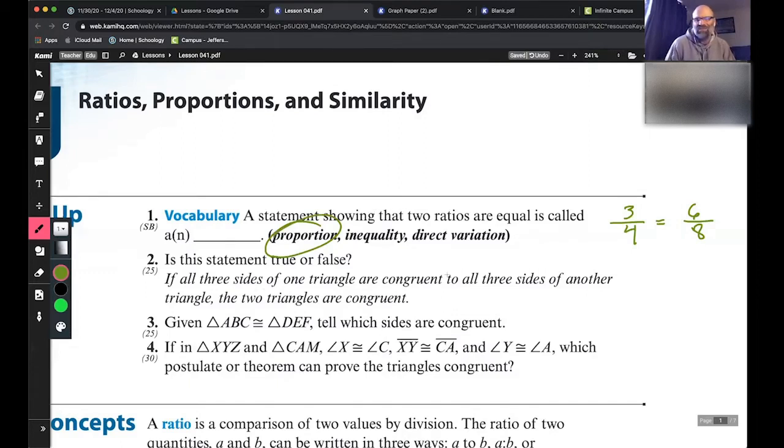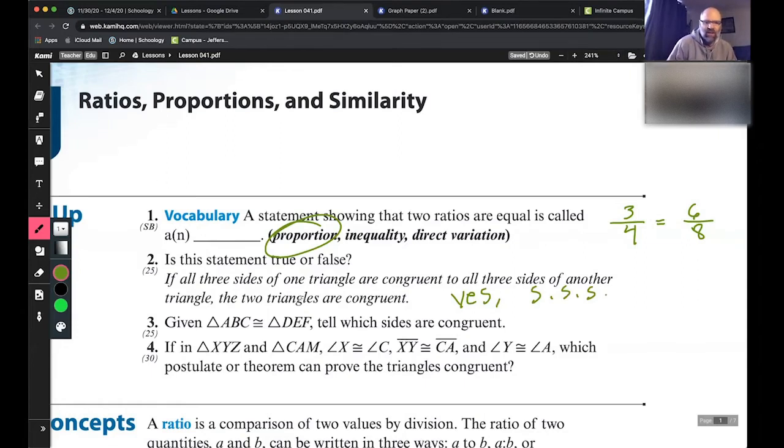If all three sides of one triangle are congruent to all three sides of another triangle, the triangles are congruent. Is that true or false? True. Why? Because all the sides are equal. SSS. Yes, SSS. So the SSS theorem or postulate.